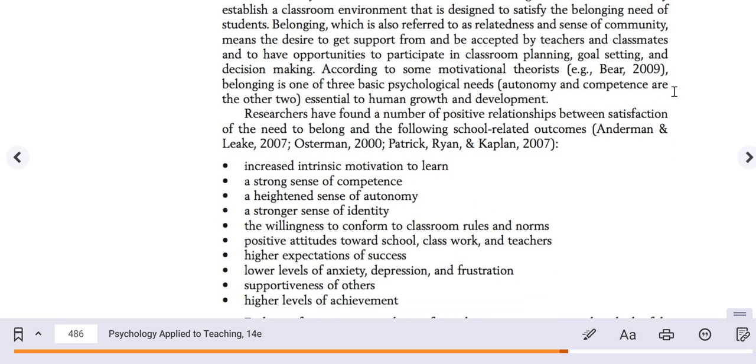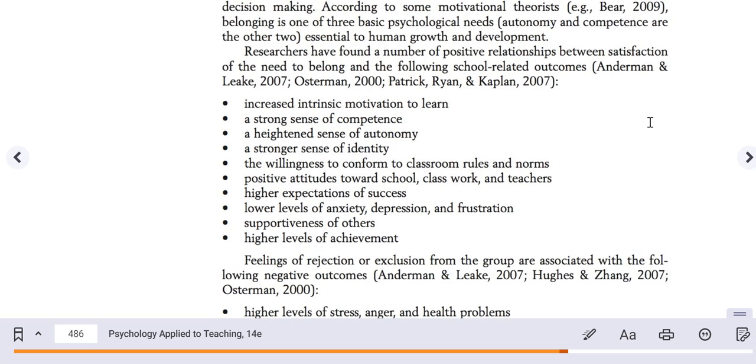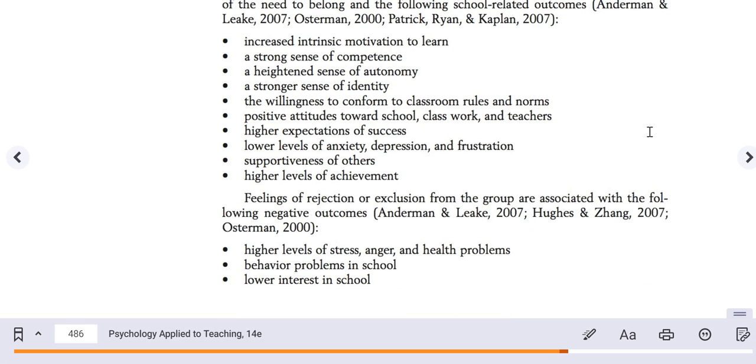Researchers have found a number of positive relationships between satisfaction of the need to belong and the following school-related outcomes: increased intrinsic motivation to learn, competence, autonomy, or a sense of it, a sense of identity, a willingness to conform to rules and norms, positive attitudes towards school, work, and teachers, higher expectations of success, lower levels of anxiety, depression, and frustration, supportiveness of others, higher levels of achievement. Feelings of rejection or exclusion are associated with other bad things.